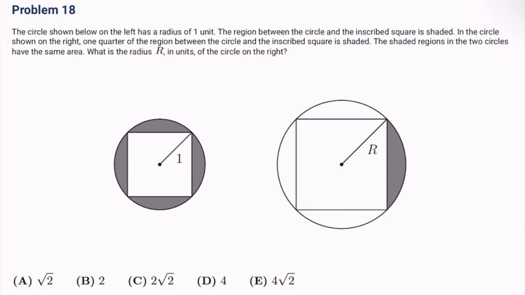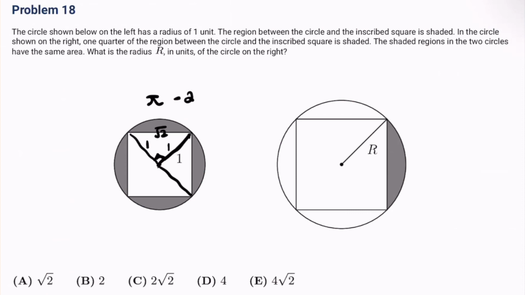Okay, so first let's try and find the shaded area of this. We know that a circle with radius 1 has an area of pi. And we know that the area of the square is 2. Why? Because by the Pythagorean theorem, since this is 90 degrees, 1 squared plus 1 squared is 2, and the square root of that is root 2. So root 2 times root 2 is 2. So the area of the shaded region is pi minus 2.